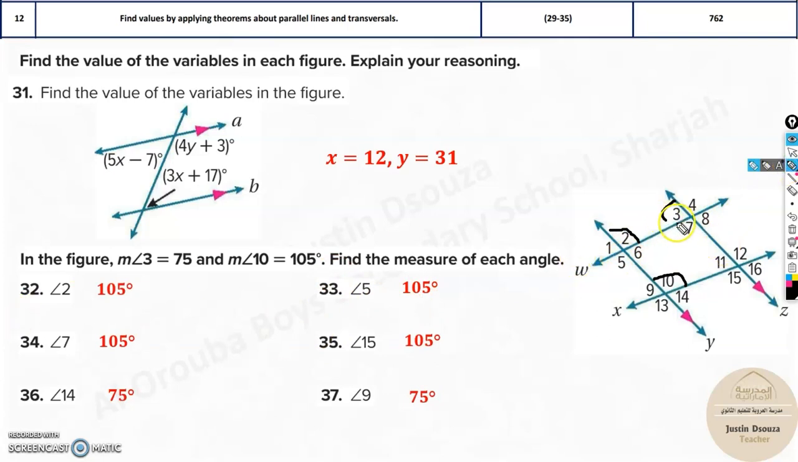Now, where is the angle of measure 7? Both of these are alternate interior angles, so that's the same. Again, 105. What about the next one, 15? These both are alternate interior angles, equal, so it's 105. What about 14? Where is 14? That's over here. What you can do is 180 minus 105 will give you 14, and that is 75. What about 9? Where is 9? 9 is over here. They both are equal, that is 75. So this is the answer. That's how we can easily solve them.